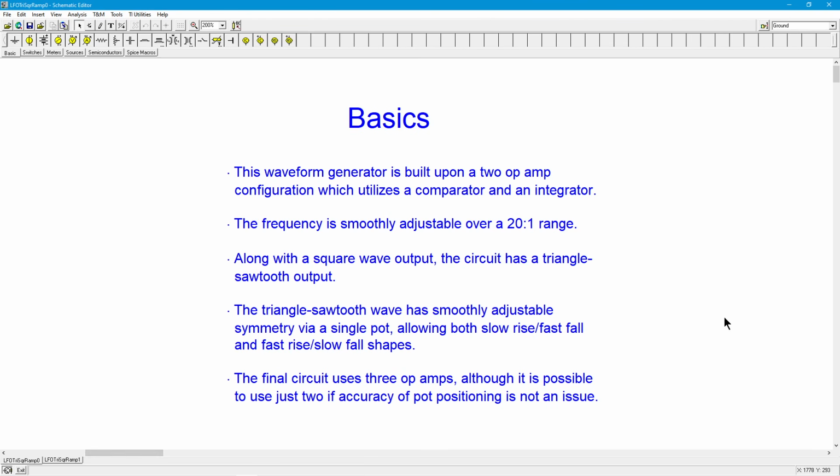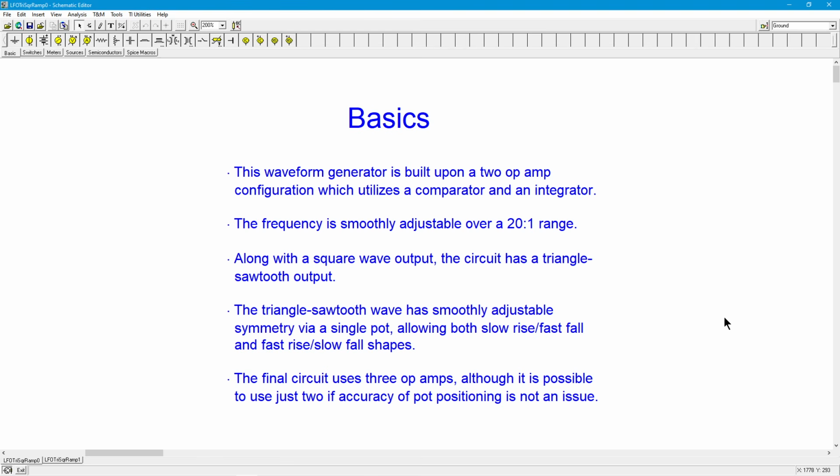What are we talking about? The basic configuration is a 2 op-amp comparator integrator. And this is explained in great detail in my op-amp book, which you can download for free. And what we're going to do is start with that, and then I'm going to show you how we're going to alter it to get into these sawtooth waves and what we have to do for the symmetry control and so forth. The resulting circuit has about a 20-to-1 range, assuming you're not doing any kind of range switching.